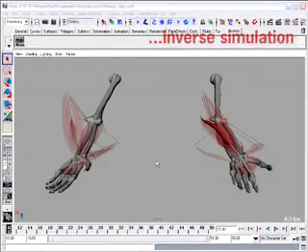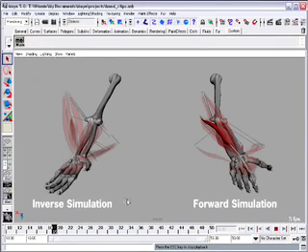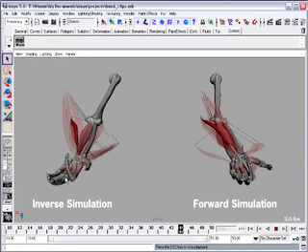Inverse simulation computes muscle contraction values over time that result in hand motion to match a given target motion. A nonlinear optimization computes contraction values that minimize error between the target and resulting motion. A ghosted hand shows the error in the resulting inverse simulation.